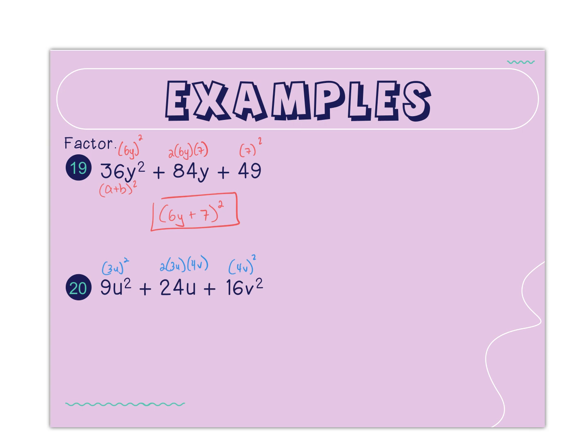24uv. Now, I do think this is a mistake. I think for this problem, there was supposed to be a v there, okay? So let's assume the v was there. Then this would be an a plus b squared scenario, and this would be a 3u plus 4v squared situation. Okay, so that would have been the answer.